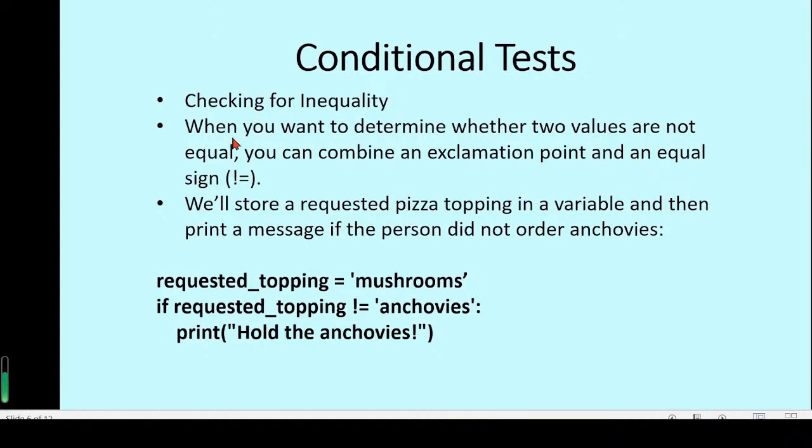Checking for inequality. When you want to determine whether two values are not equal, you can combine an exclamation point and an equal sign. So this means not equal. So we will store a requested pizza topping in a variable and then print a message if the person did not order anchovies. So this is requested topping called mushrooms, this value. So if requested topping is not equal to anchovies, then we'll print hold the anchovies.